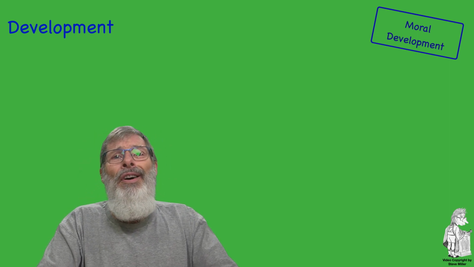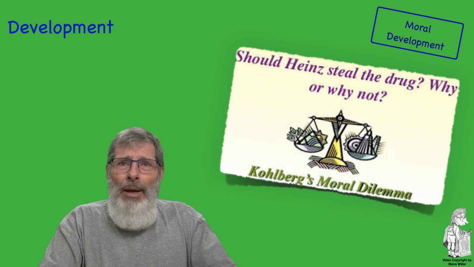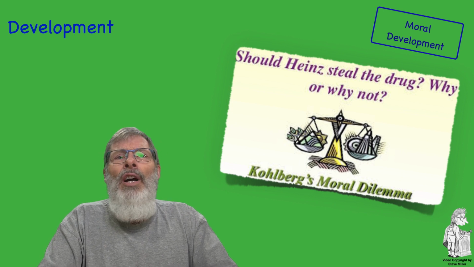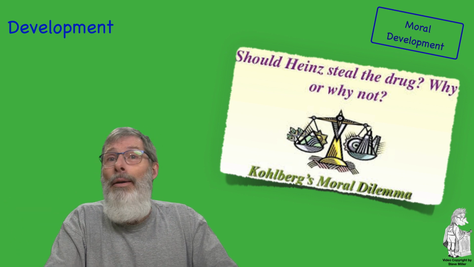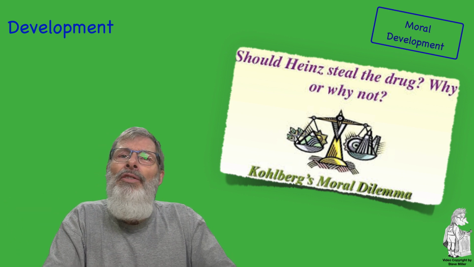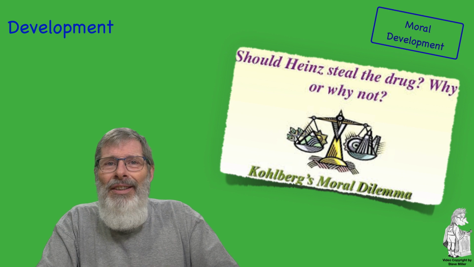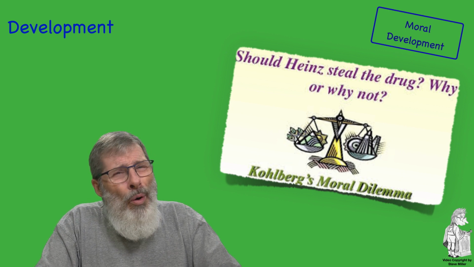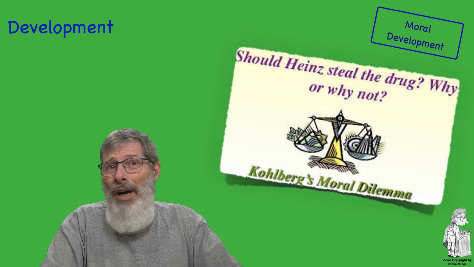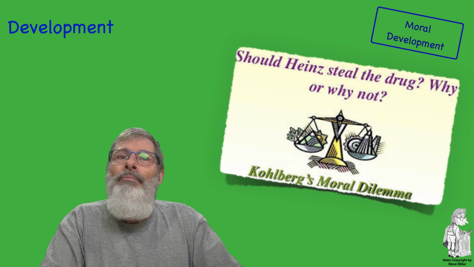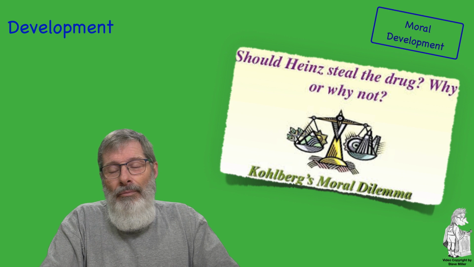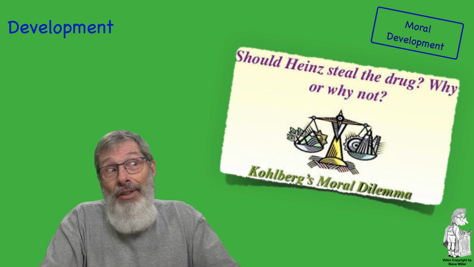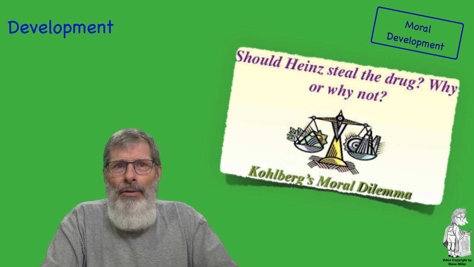Well, if we use the Heinz dilemma, Heinz must decide, this is the guy, we'll call him Heinz, that's why it's the Heinz dilemma. Heinz must decide whether to steal an expensive drug that offers the only hope of saving his dying wife. So that's essentially the dilemma. Do you steal it for your wife or do you not? And there's the moral development.